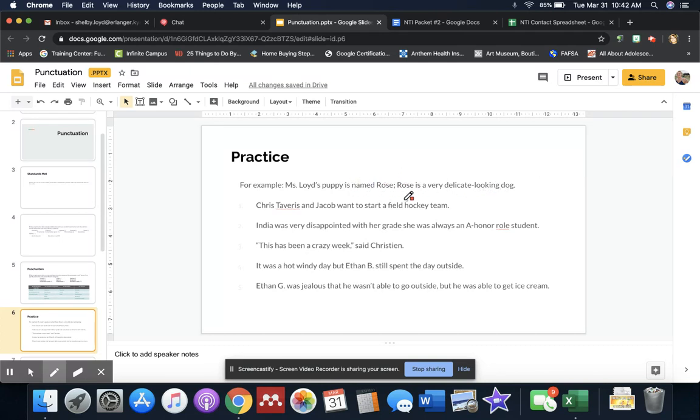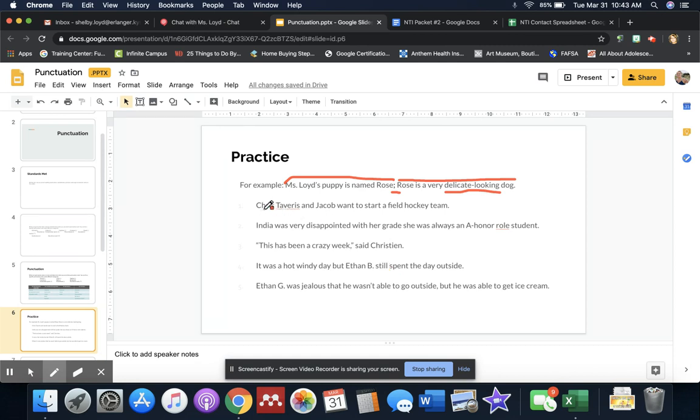Rose is a very delicate looking dog. So if we look here, we can see I put a semicolon because I wanted to combine and yet separate these two sentences, right? Because I have the sentence, Miss Lloyd's puppy is named Rose, and then I have the second sentence, Rose is a very delicate looking dog. Now, if you look here, delicate looking, I wanted to combine. So what I used here is a hyphen, okay? So again, a hyphen is connecting two words. A dash would be, well, I'll show you where we could possibly use a dash later, okay?